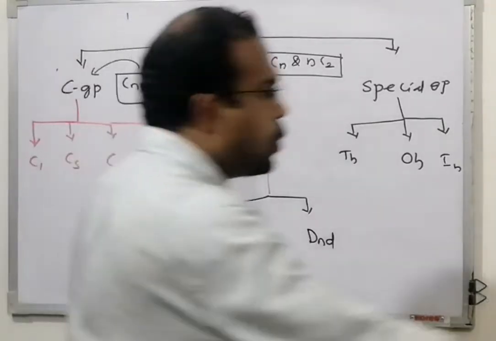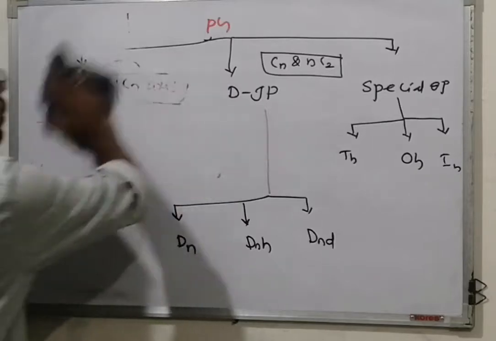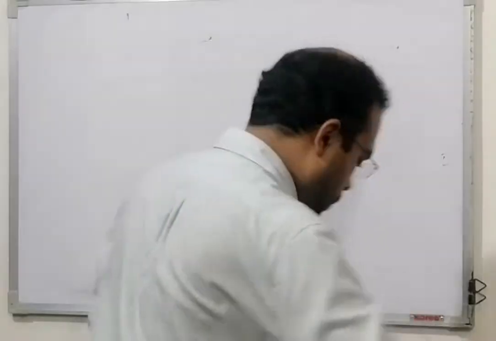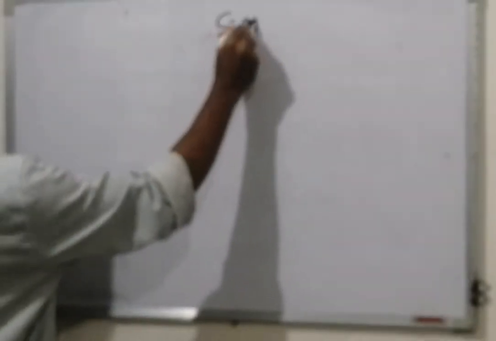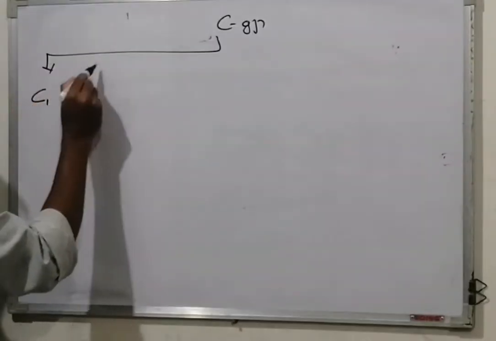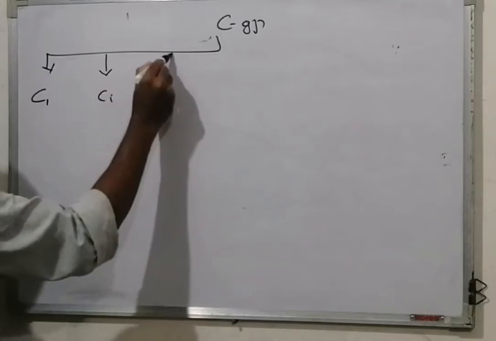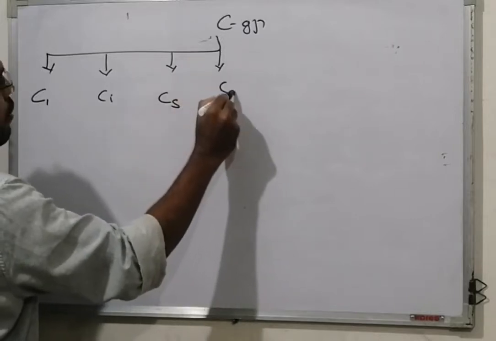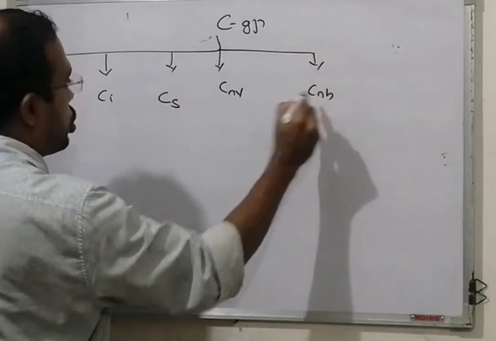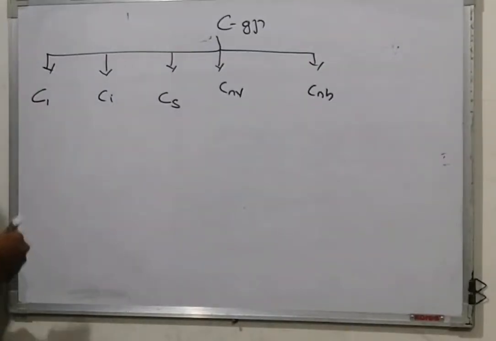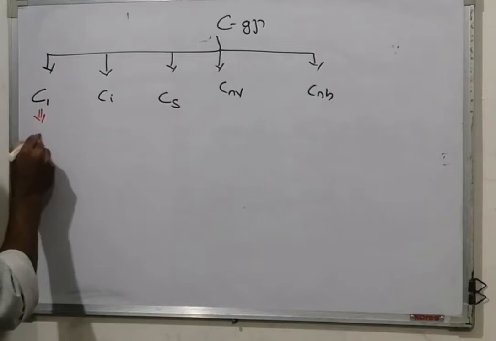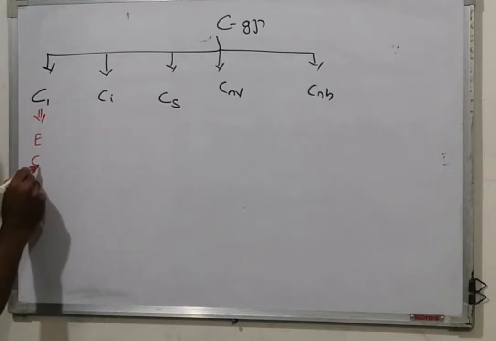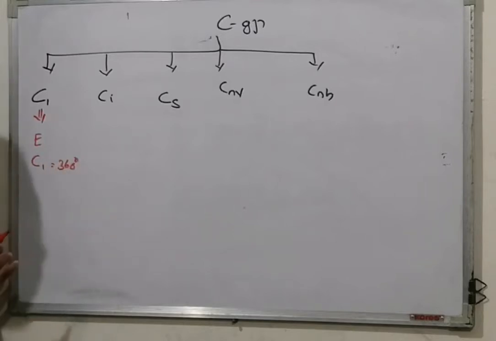Fine. Now, we can discuss each group one by one. First is C group. You have C1, Ci, Cs, CnV, CnH. C1 means it has only identity, that is C1, 360-degree rotation, only identity, nothing else.